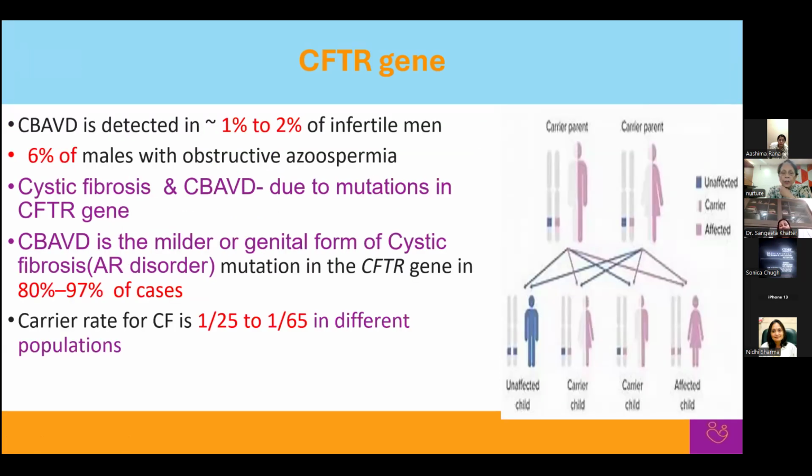Dr. Sangeeta, yes, ma'am. I have a question here. See, there are so many mutations which can be abnormal. So if the husband has a different mutation and the wife has a different mutation, does the risk of cystic fibrosis still exist in the child? Yes, ma'am, of course.